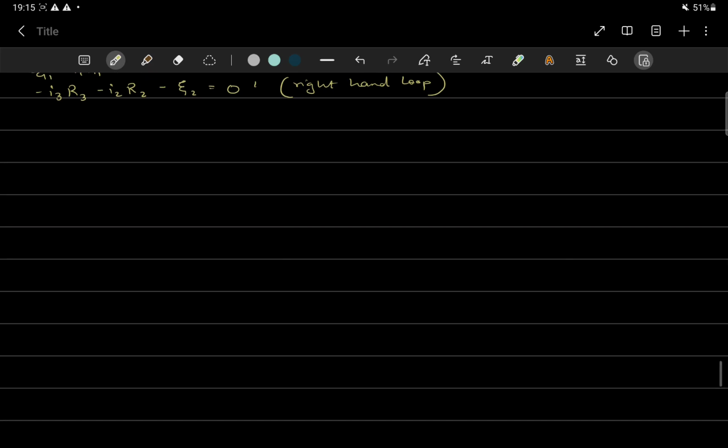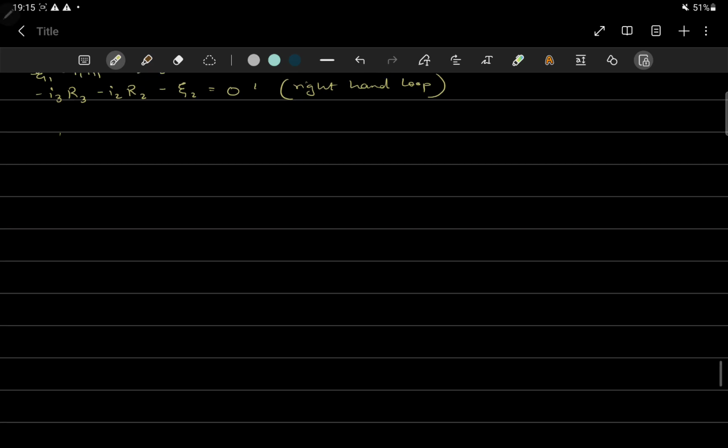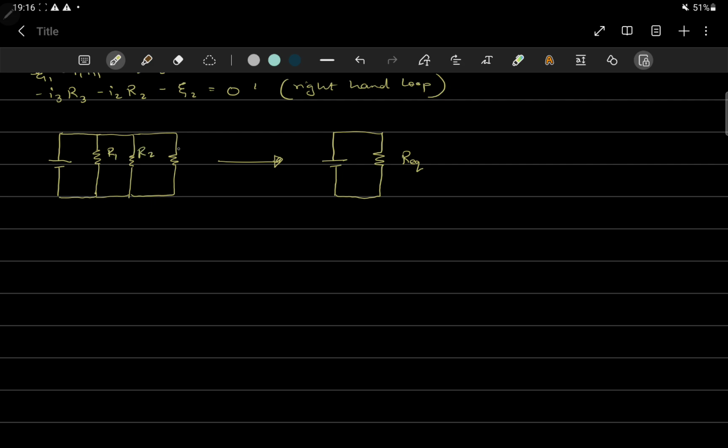So in that case, let's say I have a bunch of resistors that are connected in parallel as such, right? I can of course rearrange it in such a way as though I am connecting one resistor with the equivalent resistance of all of the three. So R1, R2, and R3, like this, right?